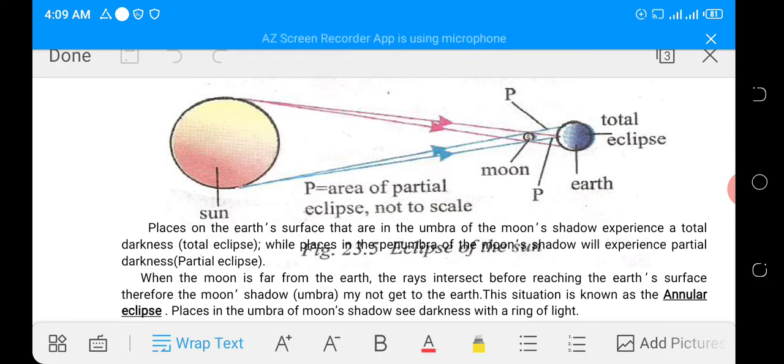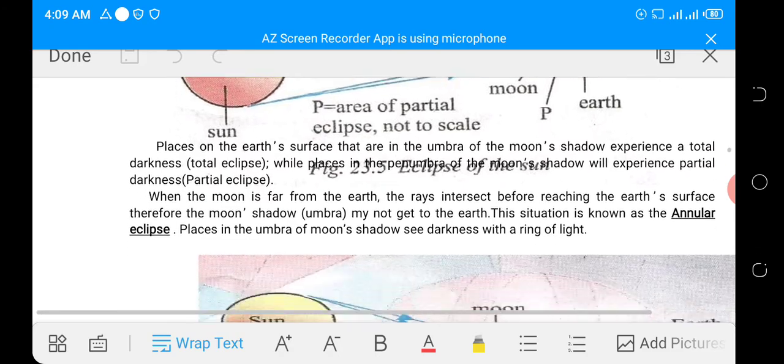Then there is another type of solar eclipse called annular eclipse. And how does that occur? When the moon is far from the earth, the rays coming from the sun intersect before reaching the earth after they have passed through the moon. And therefore, the moon shadow, the umbra, may not get to the earth. This situation is known as annular eclipse. So places in the umbra of the moon shadow see darkness with a ring of light, as shown in this diagram.